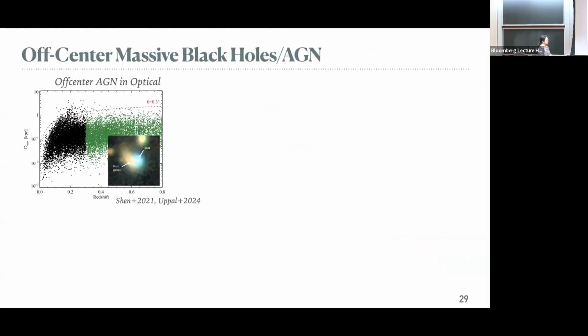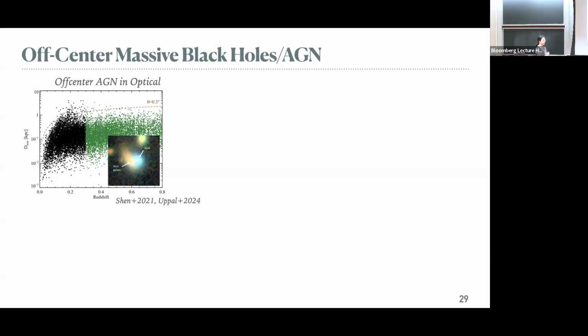Okay, so the next topic that I will try to talk about, though I don't have much time, is the off-center massive black holes and AGNs that we found in the simulation, which also have a lot of observational consequences. As you can see, because the black hole takes time to sink, and there are also other dynamical interactions such as three-body encounters or recoil kicks, the black hole does not always stay at the galaxy center.